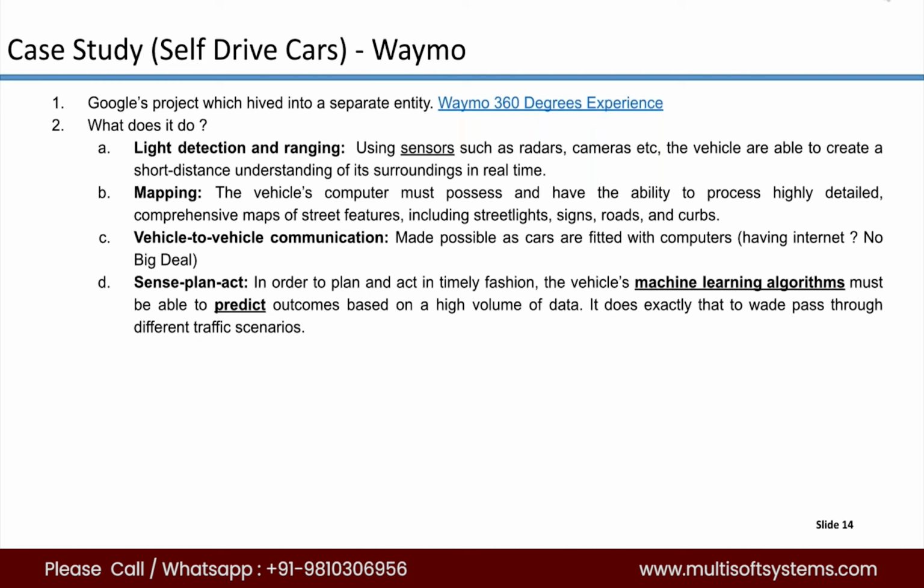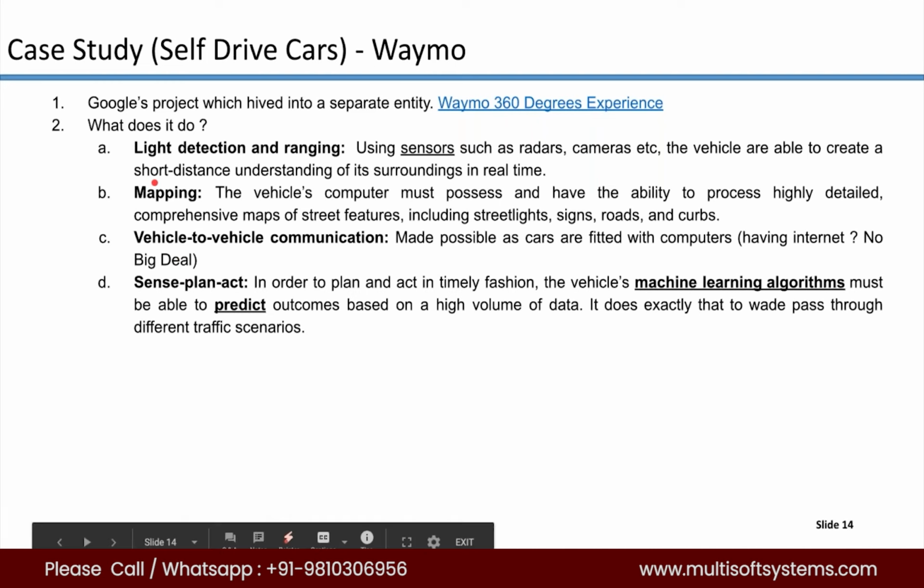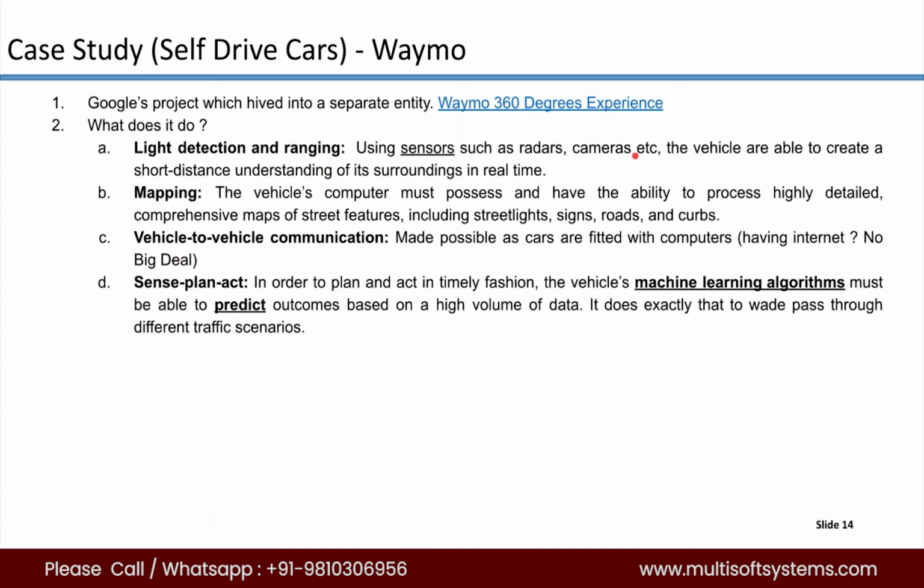What does it do? It does light detection and ranging, first of all. Using sensors such as radars and cameras, the vehicles are able to create a short distance understanding of their surroundings in real time. You would have seen in the video, when the cycle was coming, or what all cars are parked, it nicely dodges them, right? And it said in the video that it can see as far as three football fields. So that is a longer distance. That is one thing it does.